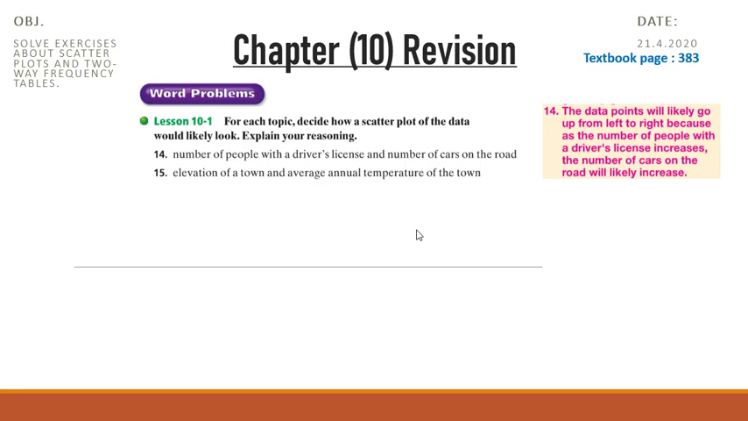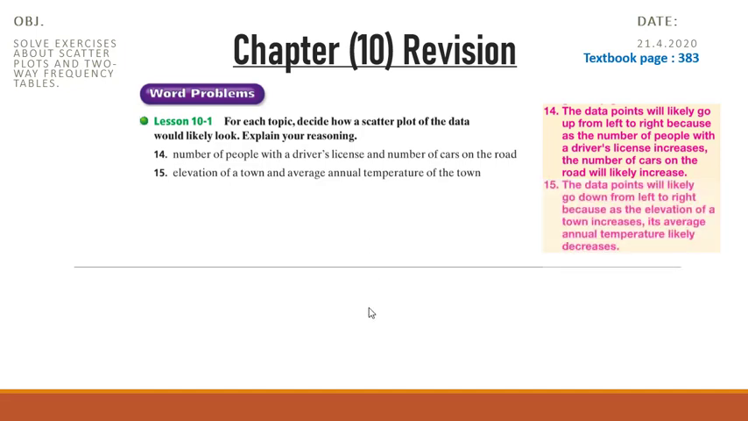Okay guys, think with me. You know this? When the temperature gets hotter... No, when we go colder, yes, so it will go down from left. When we move from left to right, the data will go down.